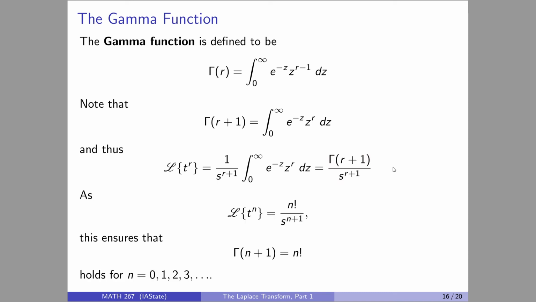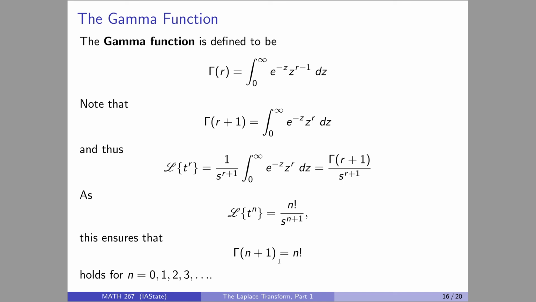So note then, because we know what the Laplace transform of t to the n is, that tells me that the gamma function of n plus 1 is n factorial. So the gamma function can be thought of as an extension of the factorial function. It lines up with all of the outputs for the factorial, but it will fill in all of the gaps. So for any positive real number, if you were to try to plug it in, we can get some gamma information. So it's a significant improvement, in my opinion.